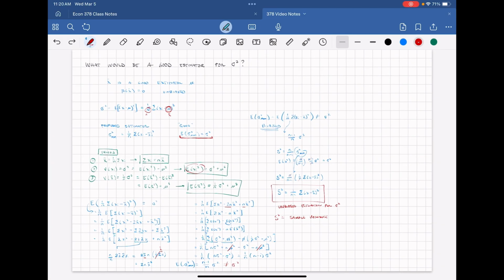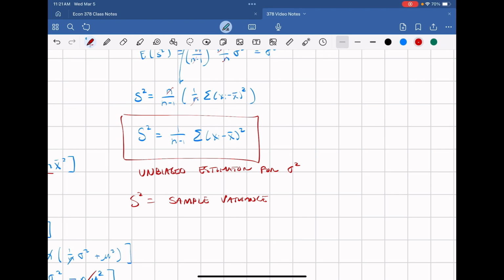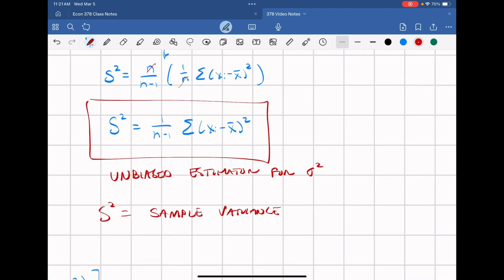So the question we were asked to start is, what would be a good estimator for sigma squared? Well, we used the equation for sigma squared to come up with a proposed estimator. We showed that estimator was biased down here. And then using that bias, we were able to come up with a new estimator that is unbiased. And there is our new estimator for the population parameter sigma squared, the sample variance, which is 1 over n minus 1 times the summation of xi minus x bar squared.